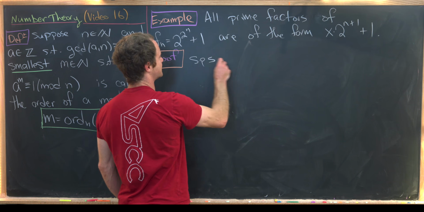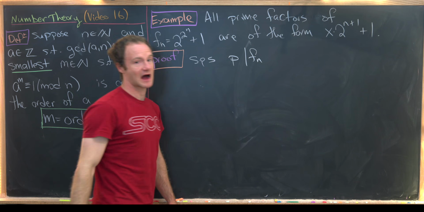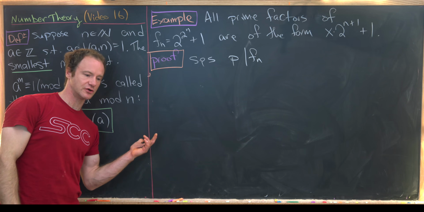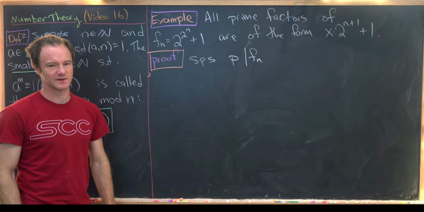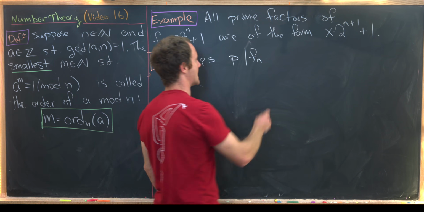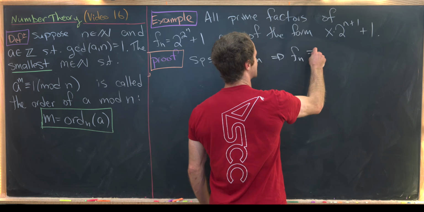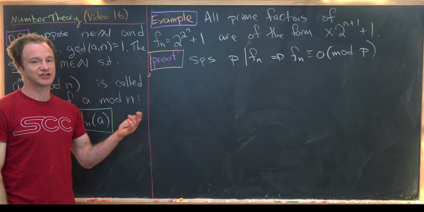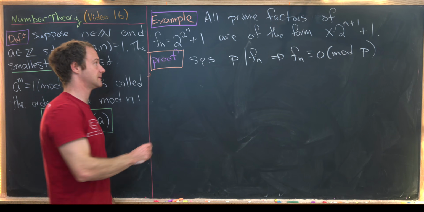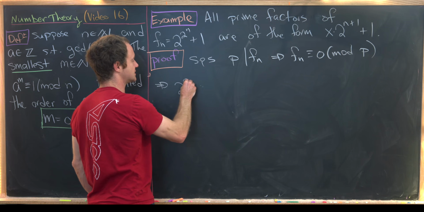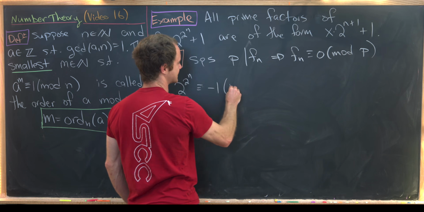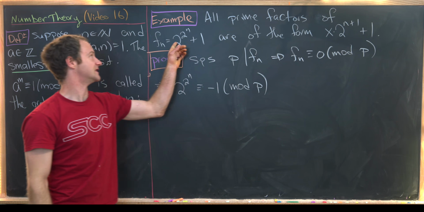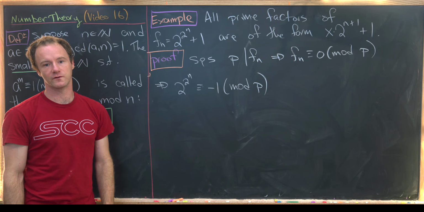Let's first suppose that p divides our Fermat number. So in other words, we have a prime factor. Well, notice the notion of being a factor and being divisible by something are really the same notion. But that tells us that f sub n is congruent to 0 modulo p. That's just another kind of definition of divisibility. But that tells us that 2 to the 2 to the n is congruent to -1 modulo p. That's just using this definition of f sub n and moving the 1 over.